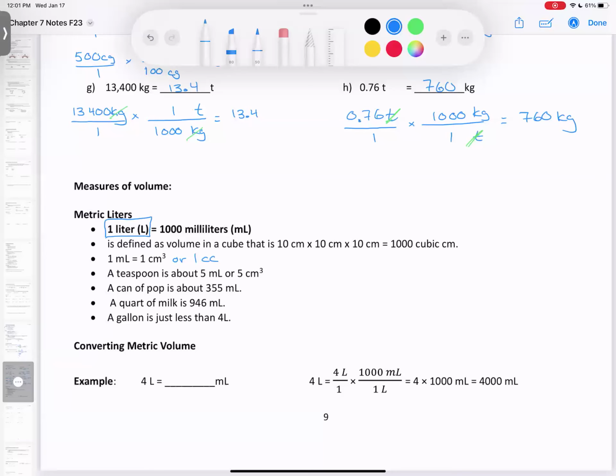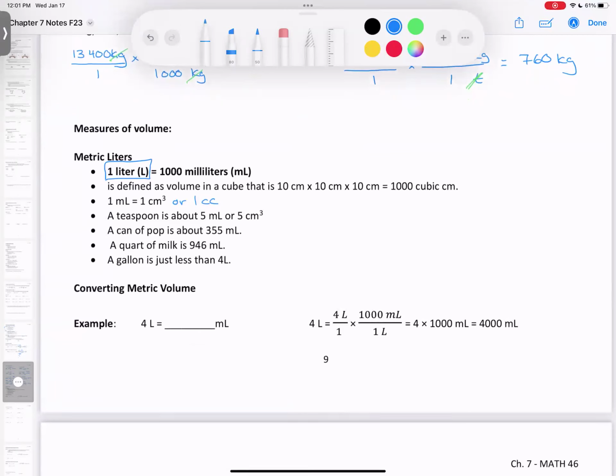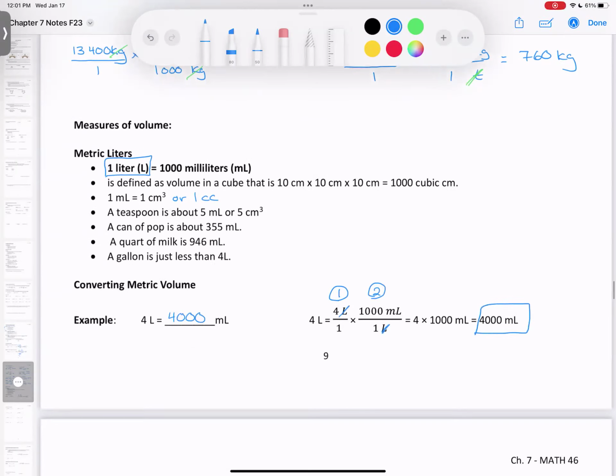So if we're converting metric volume, we're going to do that in much the same way we did weight. So 4 liters, step 1 here is going to be to write that over 1. Step 2 is going to be to find your conversion factor. So here we want liters on the bottom and milliliters on the top because we're trying to convert to milliliters. Our liters are going to cancel then, and here we're left with 4,000 milliliters. So our answer here would be 4,000 milliliters.